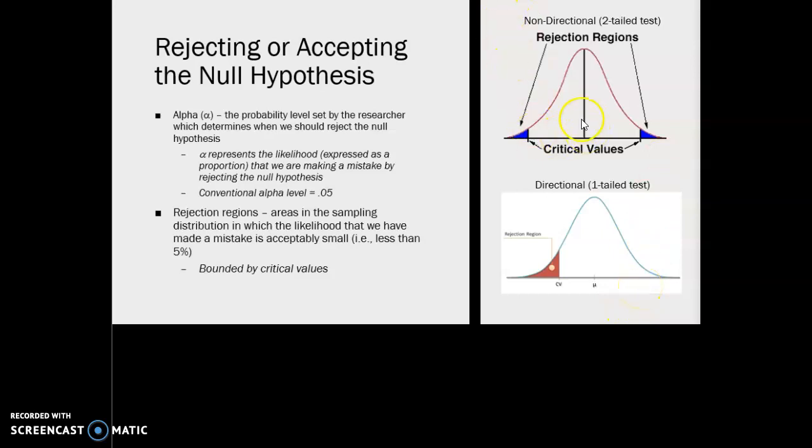Whereas if it's non-directional, we split that so that we maintain our alpha level at 0.05, but the rejection regions themselves are smaller because there are two of them, one at the lower end, the lower 2.5%, and one at the higher 2.5%. And I think this will all begin to make sense as we actually start conducting statistical tests and really looking at critical values and obtained values and how they fall within these rejection and acceptance regions.